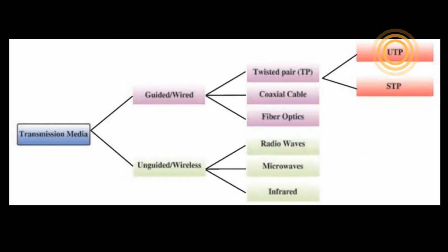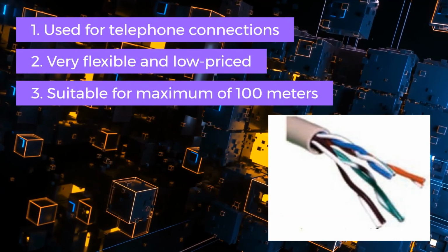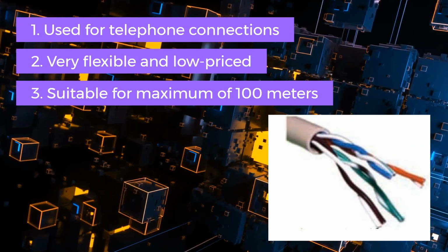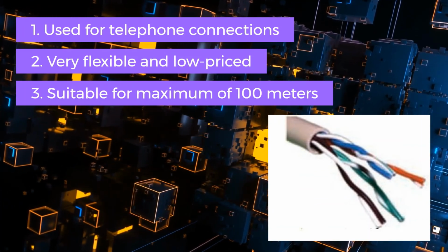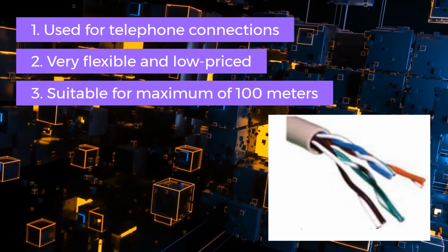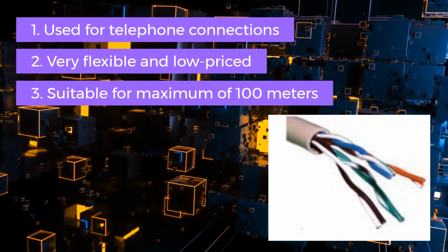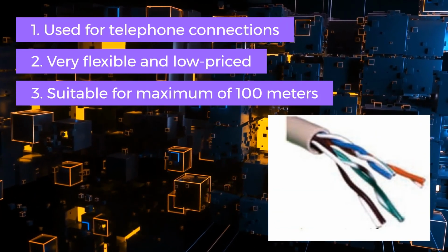Let's learn about unshielded twisted pair now. You can see a picture of the unshielded twisted pair here, and it is used for telephone connections. It is very flexible and low priced cable, and also it is suitable for maximum of 100 meters.